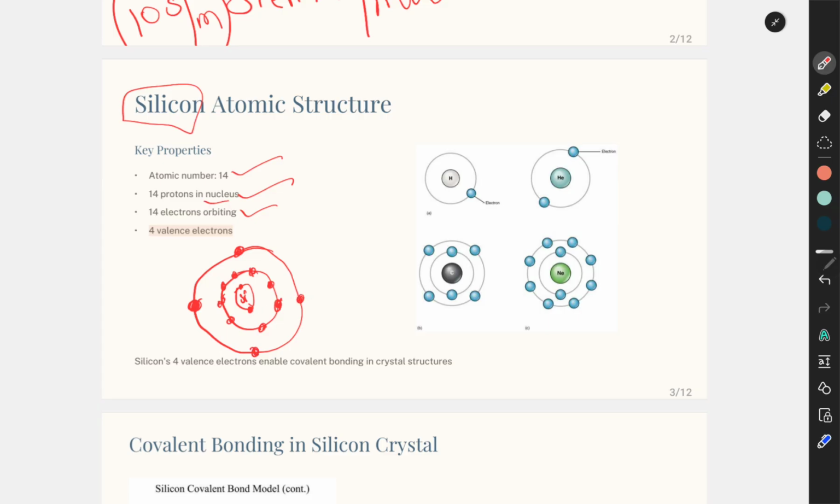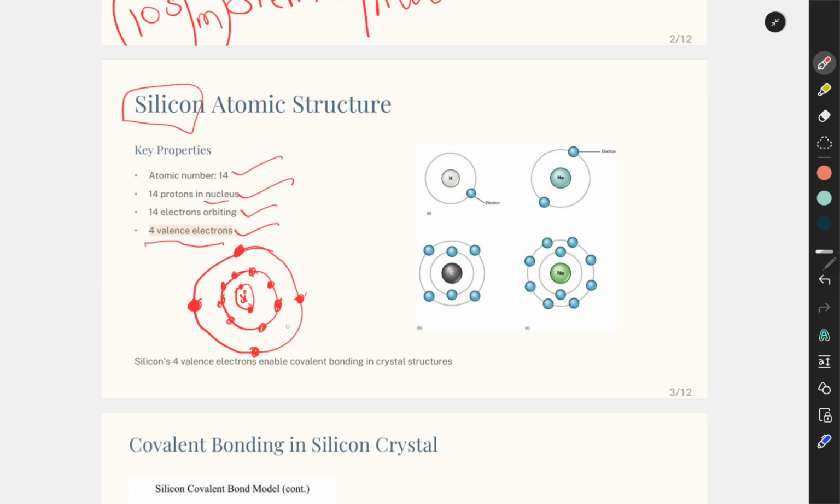So what is the outermost orbit? The number of electrons in the outermost orbit is how much? 4. 1 2 3 4. That means there are 4 valence electrons. The outermost orbit has 4 electrons. So we can say silicon has 4 valence electrons.